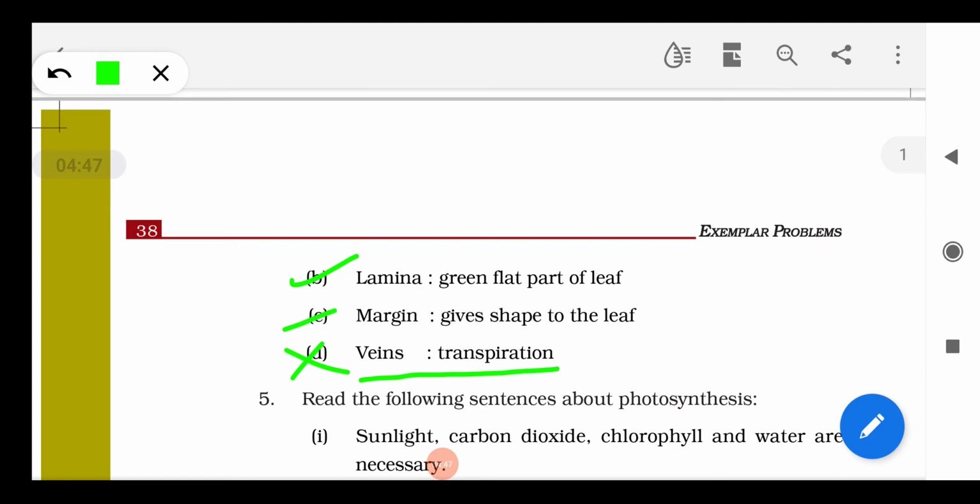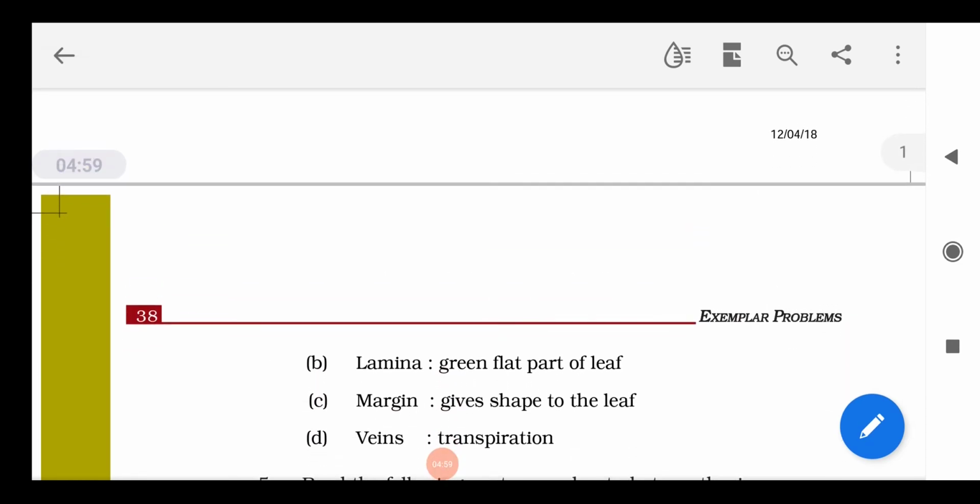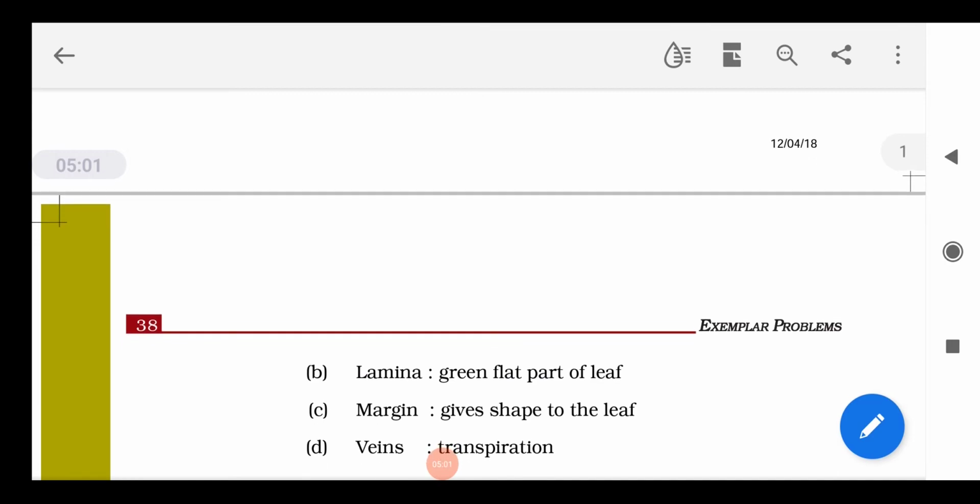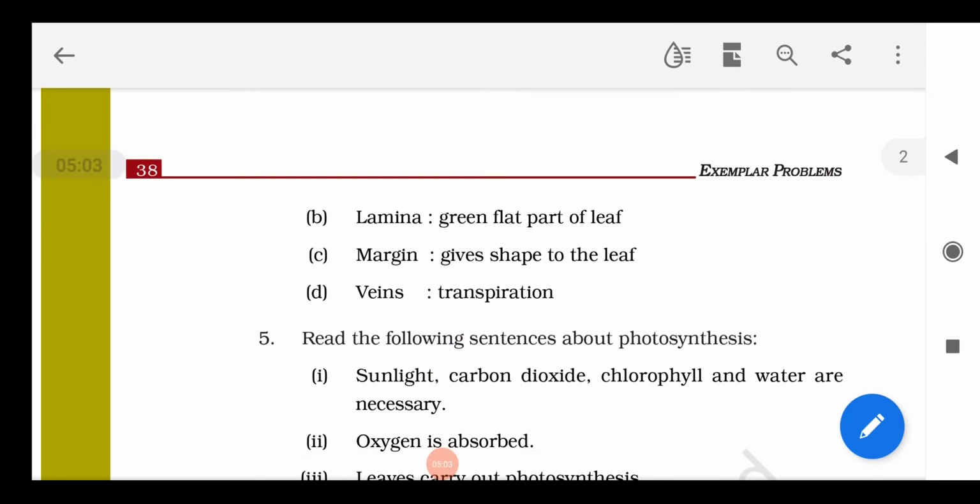And in transpiration water evaporates, which is done by the stomata of the leaf, not by the veins. So your option number D is not a correct match.